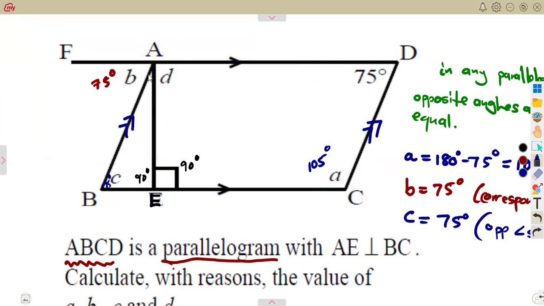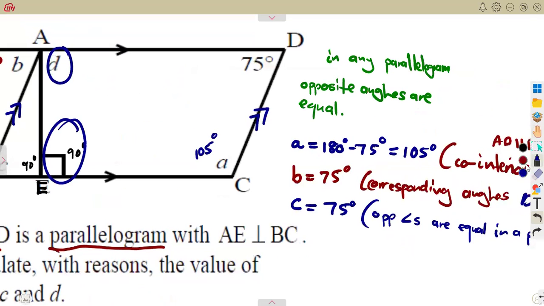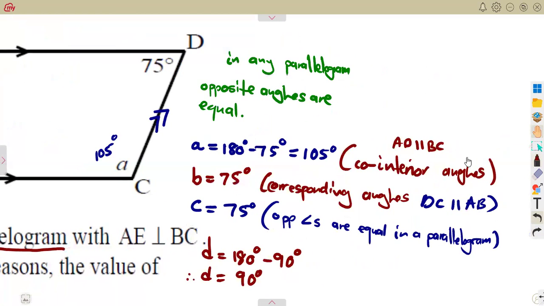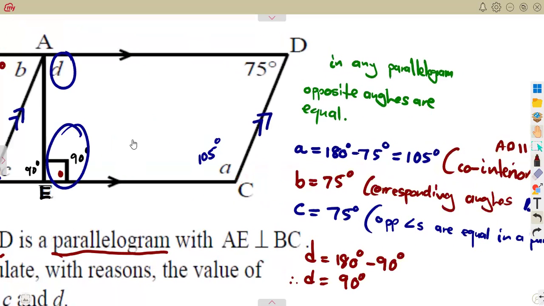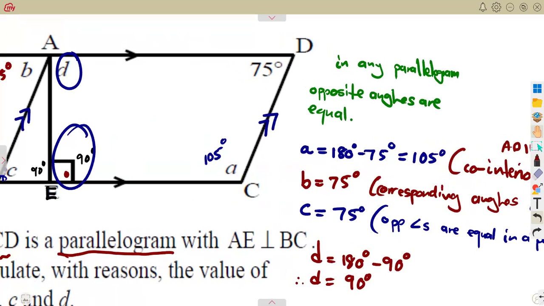So meaning to say, we can consider co-interior angles to that 90 degrees. So our angle D was simply going to be 180 degrees minus 90 degrees. Therefore, our angle D was simply going to be 90 degrees. That's co-interior angles. That's the reason you're going to write there: co-interior angles, since AD is parallel to BC. So that's it. We have got our angle D, which is 90 degrees. All right.